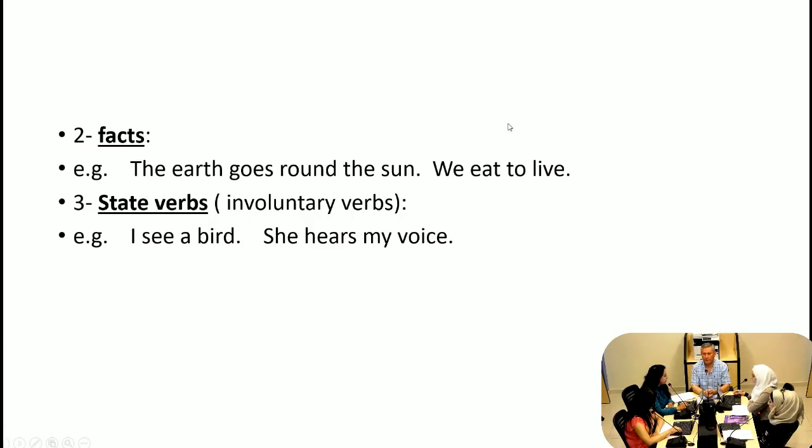With the state verbs, involuntary verbs, I see a bird, she hears my voice. These are verbs that are not used in the continuous form, like love, hate, want. They are not action verbs. They are state verbs. We don't make any effort to achieve them. So we can't use them with the ing form.